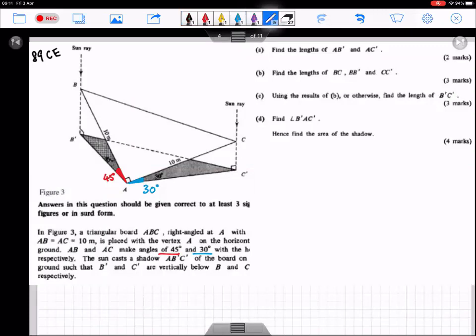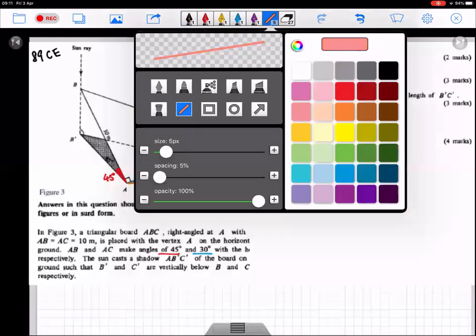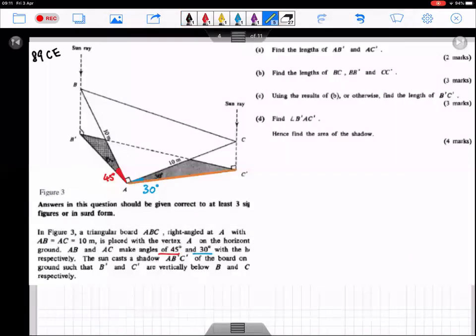AB prime and AC prime are these vertical stretches. These are lengths on the shadow. This is AC prime in orange, and this is AB prime in green. So you can use the right angle triangle to help you find this. Say, for example, the orange one.